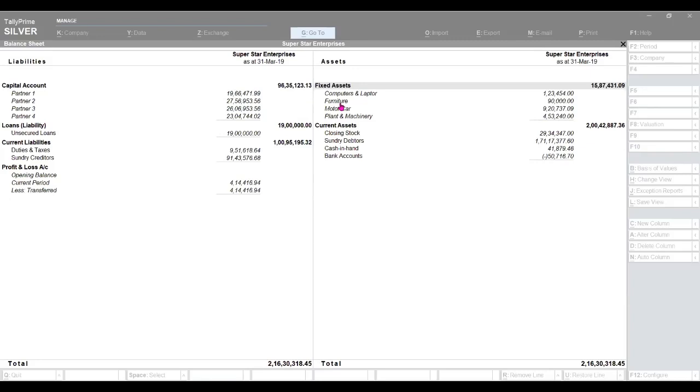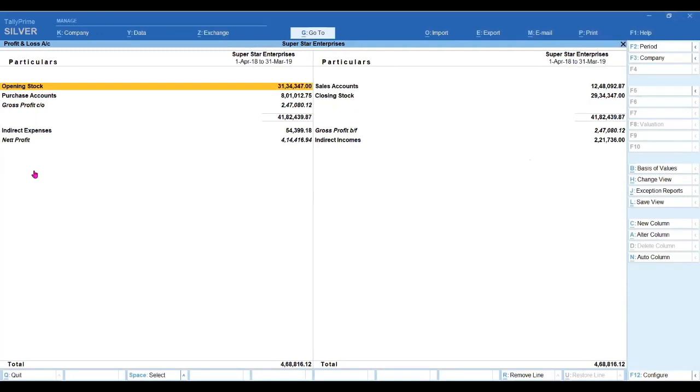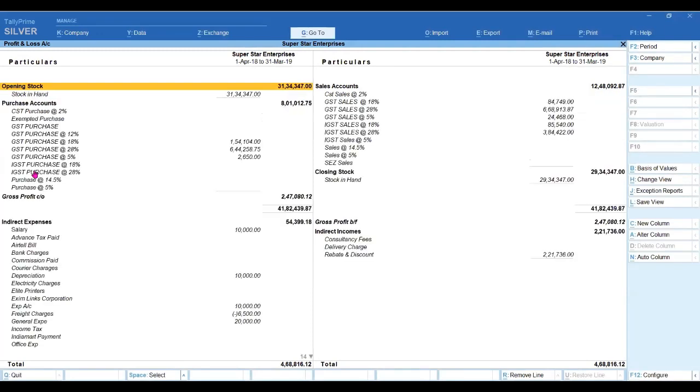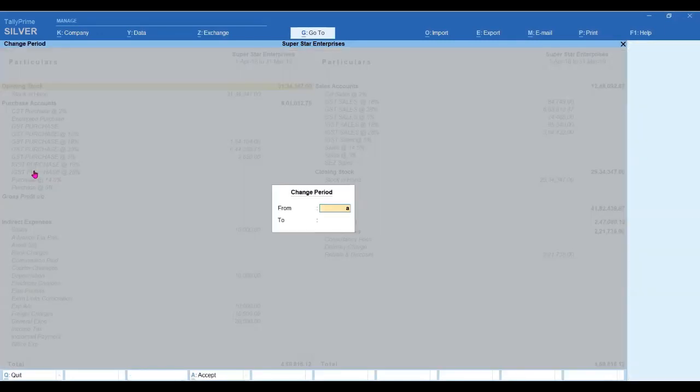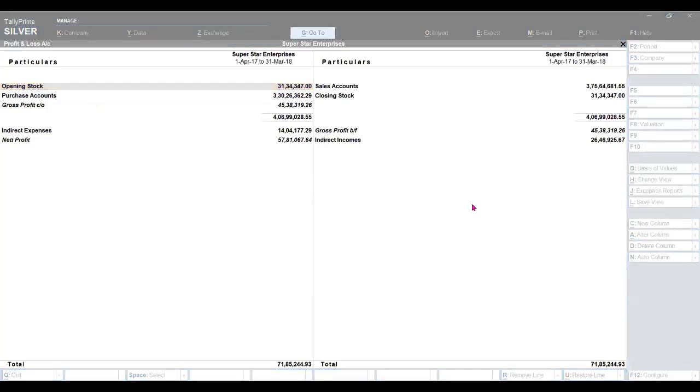So there is something called a trading activity, and there is something called a profit and loss account, right? So this is your trading activity. What do you mean by trading activity? This is a trading and profit and loss account. One side is your expenses, second side is your income.